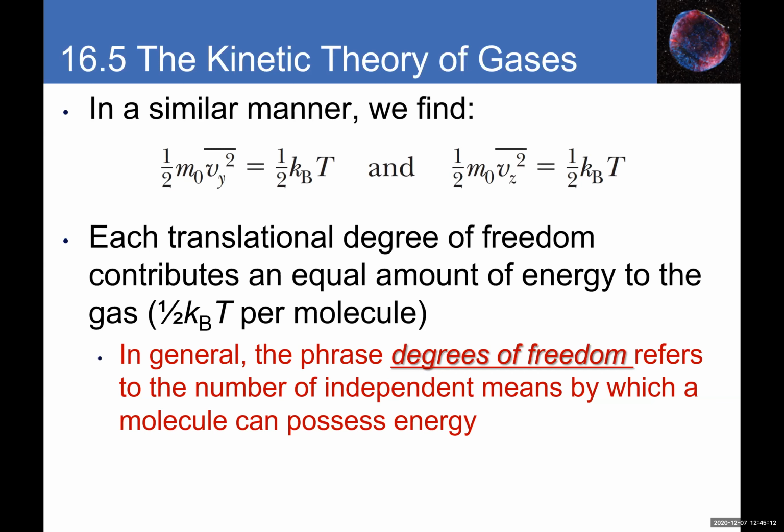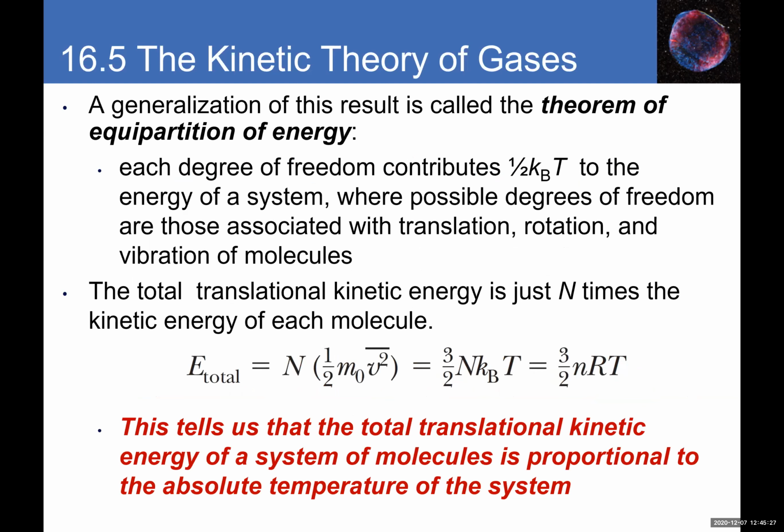So it can have 3 degrees of freedom from translational energy, meaning it can move in X, Y, Z. There's also vibration and rotation, which are additional types of energy. So we're going to look at what we call the theorem of equipartition of energy: each degree of freedom contributes 1/2 Kb T to the energy of a system, where possible degrees of freedom are those associated with translational, rotational, and vibrational motion of molecules.